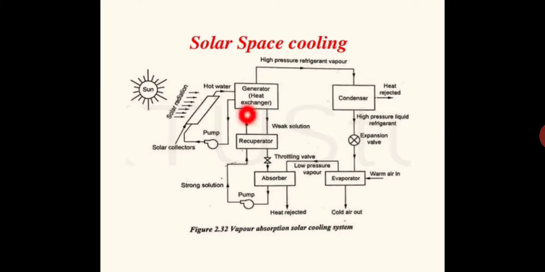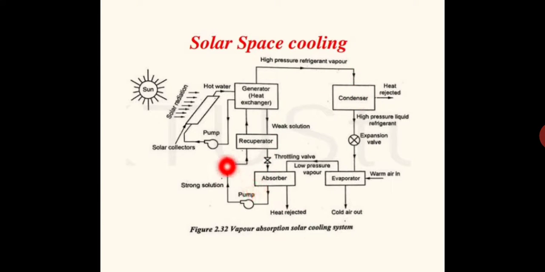So that weak solution formed after evaporation of the refrigerant will be passing again in the opposite direction through the recuperator, and then it is passing through the throttling valve and it is coming to the absorber. So this is the circulation of the absorbent. Okay, so the only function of the absorbent is to absorb the refrigerant in the absorber, and it is passed to the generator where the refrigerant is evaporated to produce the vapor.